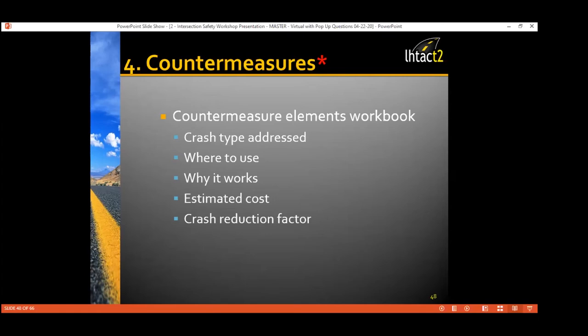And we'll come back to this, I'm going to talk about the crash reduction factor. Is there a crash reduction factor associated with this solution? And what I mean by that, if we were to put this solution in place, what type of reduction of the amount of crashes could we expect as a result of that? We'll come back to that thought in just a moment.